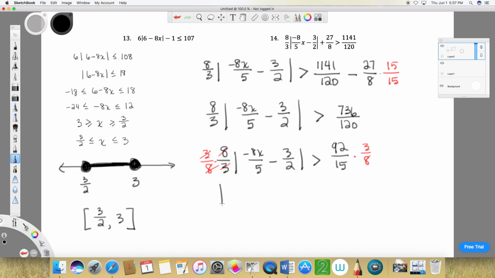Let's look and see what we get. We've got this absolute value greater than, what is 92 divided by 8? So if I have 92 times 3, 276, and divide that by 15 times 8, and reduce that fraction, I get 23 over 10 if I've keyed that in right on my calculator. Now, with the arrow pointing away from the absolute value, I know that away from the middle is going to be shaded in my solution set.